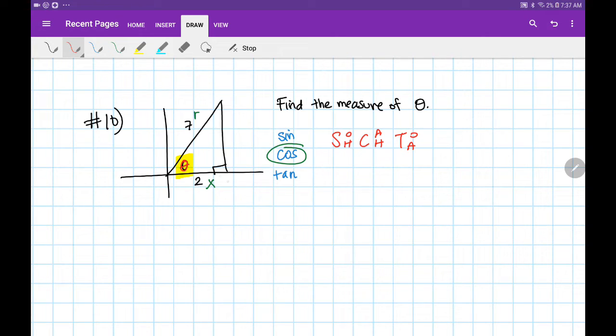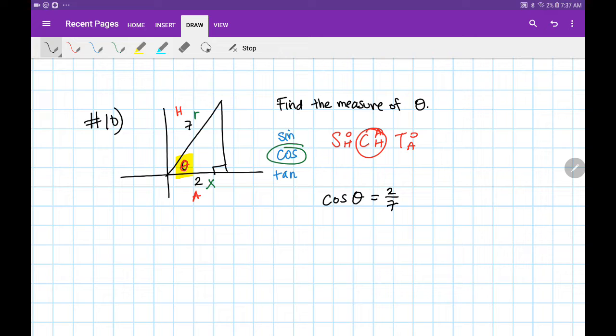Another way to look at it is, if you want to think SOH CAH TOA, from theta's perspective, 2 would be not the opposite, but the adjacent side. And then r would be my hypotenuse. So which one uses a and h? Again, that would be cosine. So I'm going to set it up using cosine of theta equals x over r, or a over h. That would be 2 over 7.